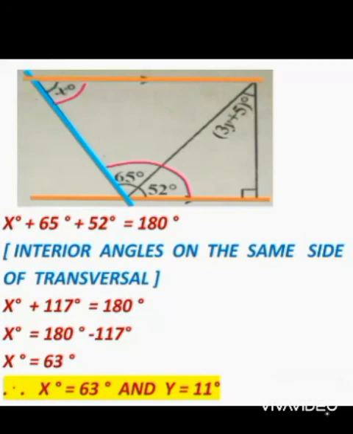Now let us transpose 117 to the right hand side. So x is equal to 180 degrees minus 117 degrees, which is equal to 63 degrees. So the value of x is equal to 63 degrees and the value of y is equal to 11 degrees. I hope you all are understanding, children.